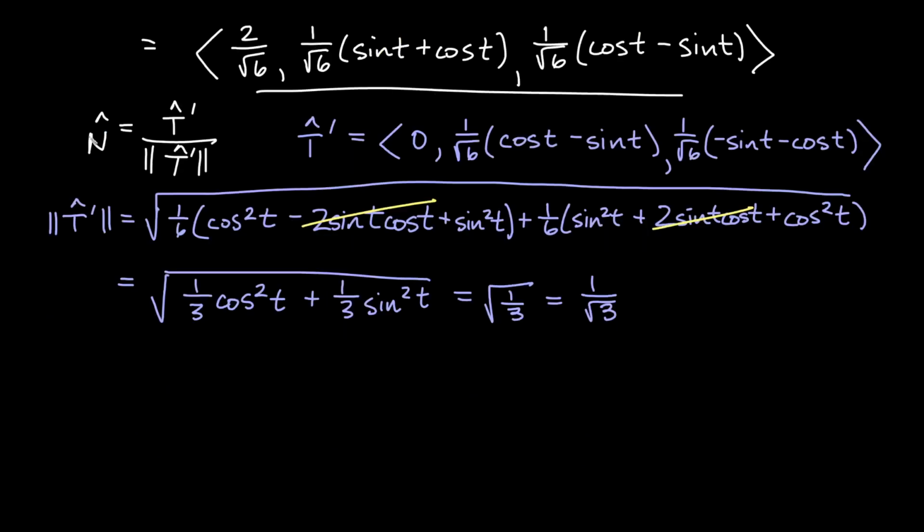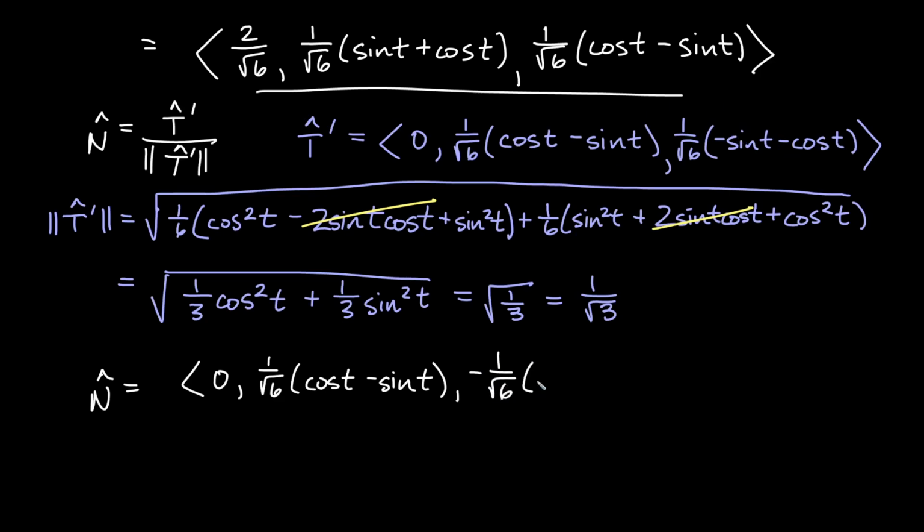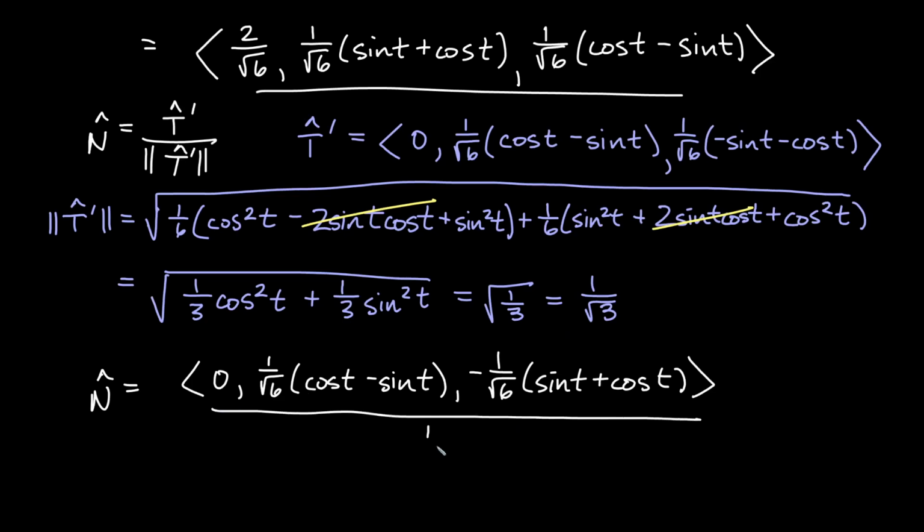And so now to figure out our principal unit normal vector, our n hat is actually going to be this unit tangent that we got. So that's going to be 0, 1 over root 6, cosine of t minus sine of t. And actually here, let's go ahead and bump out a negative. So let me call this negative 1 over root 6. Then we can make it sine of t plus cosine of t. That might look nicer. So we'll have that divided by this magnitude, 1 over root 3. So obviously 0 isn't going to be affected.